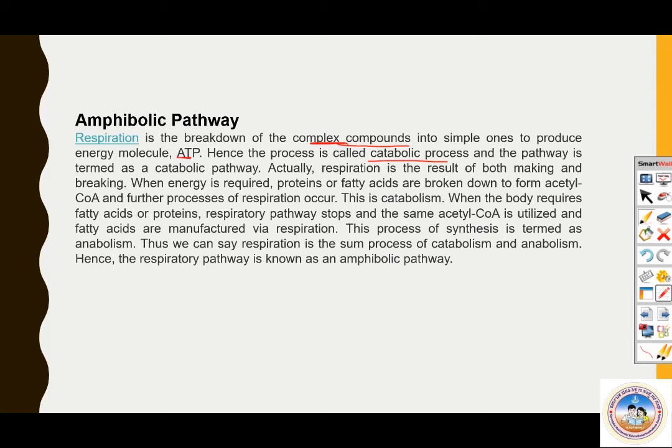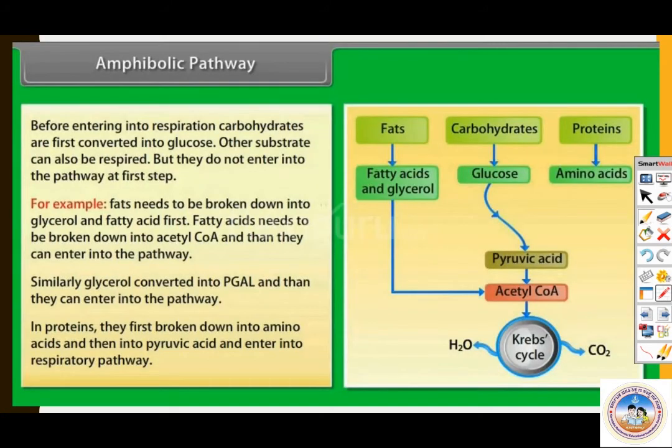When the body requires fatty acids and proteins, the respiratory pathway is stopped and the same acetyl-CoA is utilized for making fatty acids, which are manufactured from the respiratory intermediates. This process of synthesis, of making, is termed anabolism. Breaking is called catabolism. Making is called anabolism. Thus we can say respiration is the sum of the processes of catabolism and anabolism. Hence the respiratory pathway is known as the amphibolic pathway.